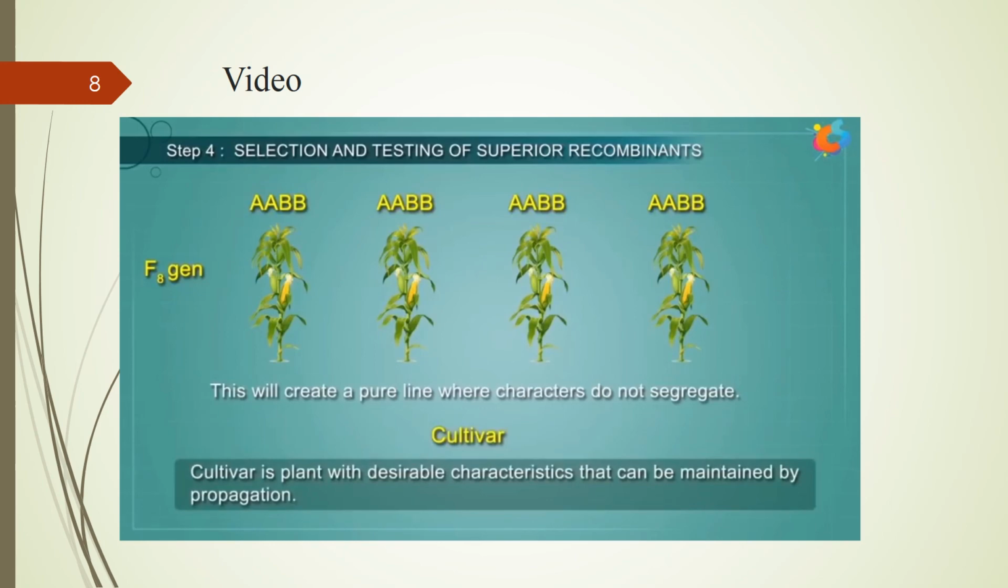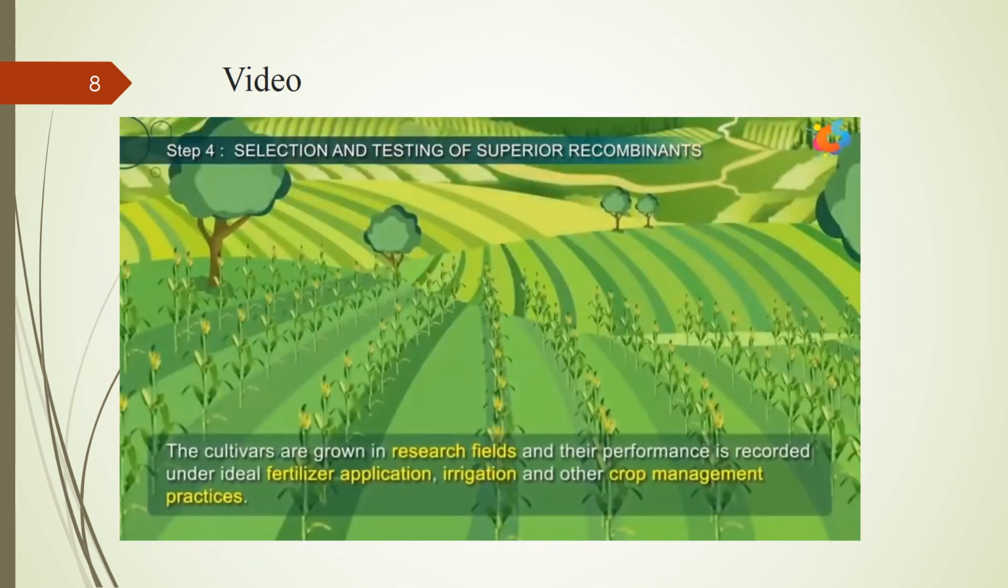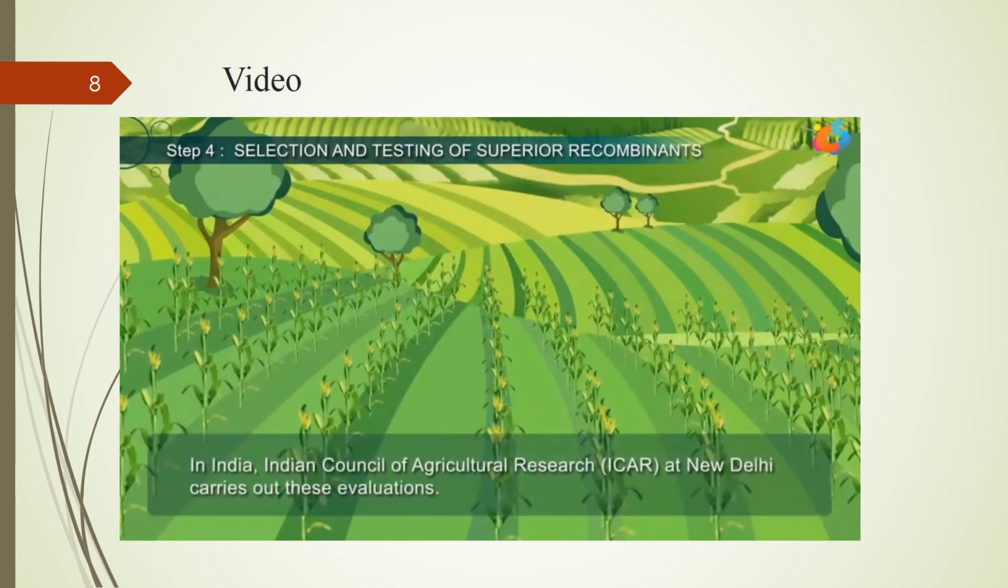To evaluate these cultivars, the cultivars are grown in research fields and their performance is recorded under ideal fertilizer application, irrigation, and other crop management practices. In India, the Indian Council of Agricultural Research, ICAR, at New Delhi, carries out these evaluations.